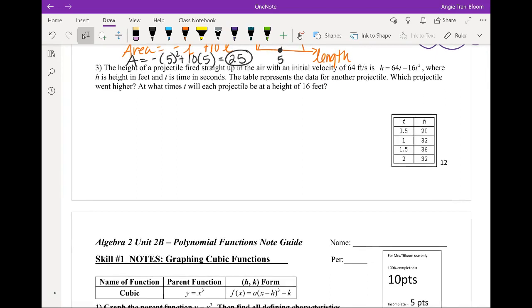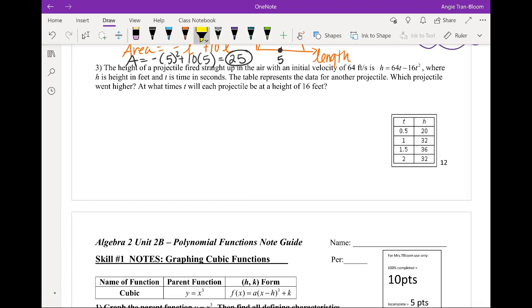Go to Desmos really quickly. Can you help me read, Nathaniel? Example 3. The height of a projectile fired straight up in the air with an initial velocity of 64 feet per second is h equals 64t minus 16t squared, where h is height in feet and t is time in seconds. The table represents the data for another projectile. Which projectile went higher? At what times t will each projectile be at the height of 60?